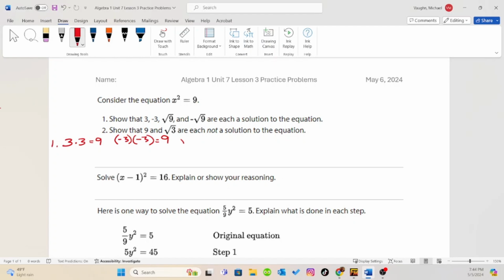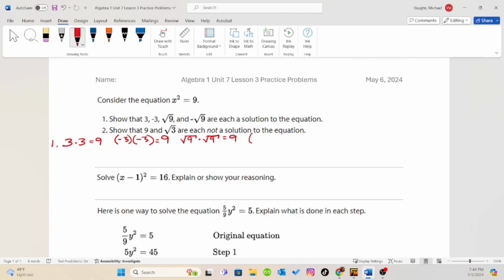Third, we have square root of 9 times square root of 9. If I multiply the square root of 9 times the square root of 9, then my solution is 9, and that is what we're looking for. So square root of 9 is also a solution.